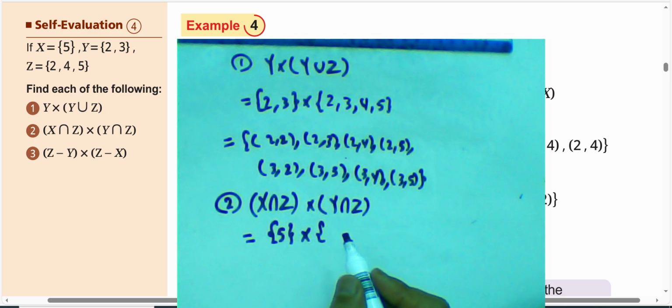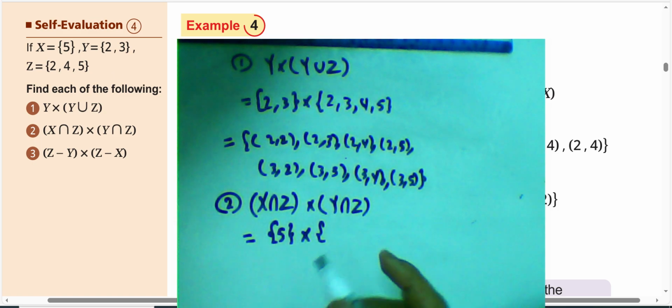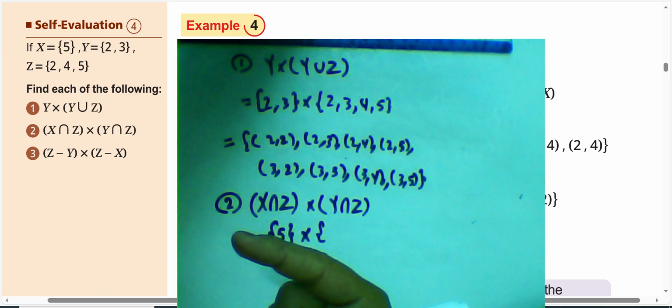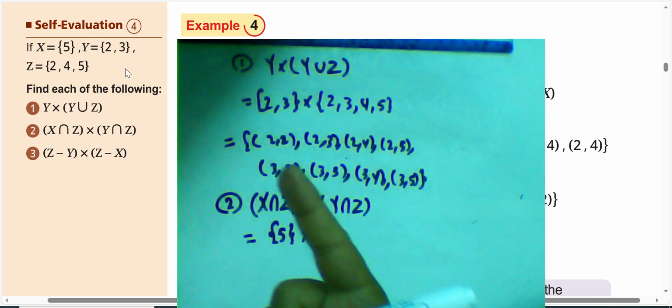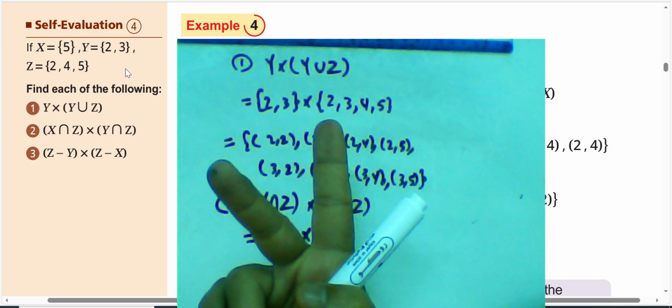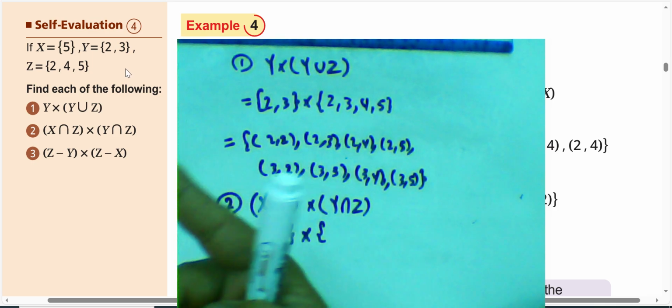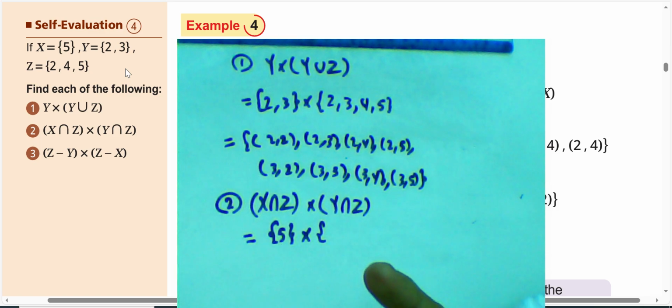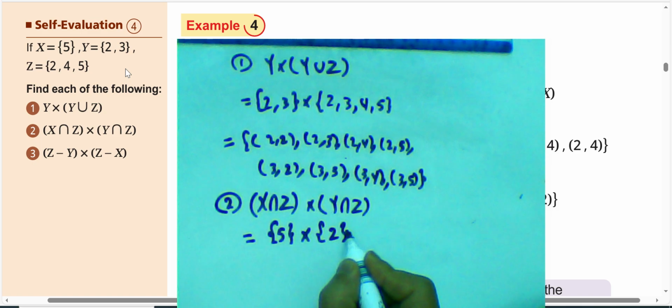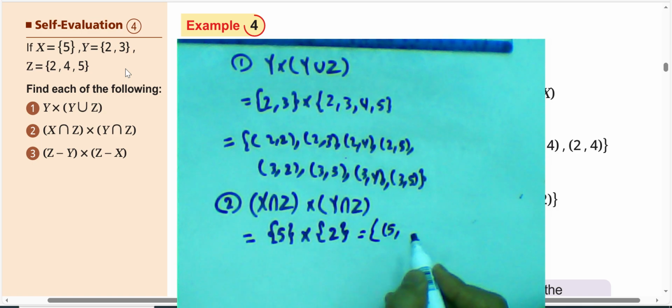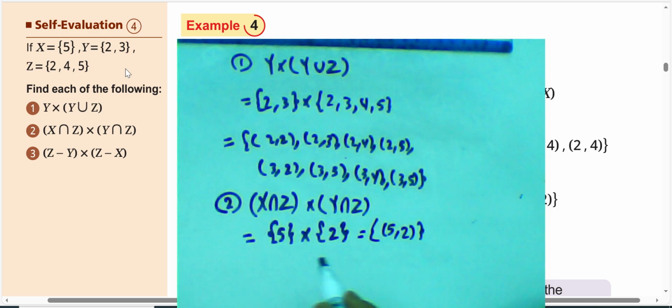Y intersection by Z: look here, the element in Y and Z. We have 2 lies in Y and Z. Y is {2, 3}, and Z is {2, 4, 5}. The intersection between them will be 2. 2 is repeated between the two sets. In the Cartesian product it will be the ordered pair (5, 2). Okay, this is question number 2.